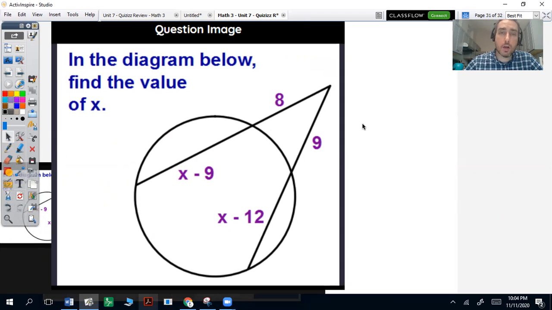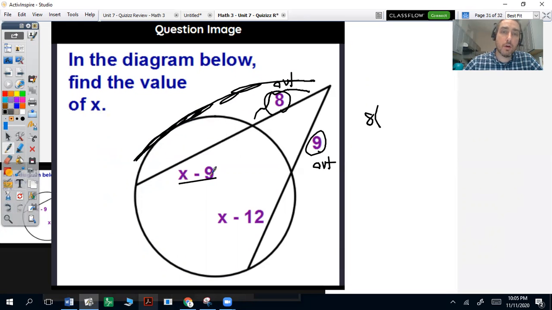So our purpose here is to find the outsides and the wholes and set up an equation. So the outside here is going to be 8. That's outside. And then the outside here is going to be 9. So think about the equations. 8 is the outside. The whole thing is those two added together. So 8 plus x minus 9, or x minus 9 plus 8. That's the one side of the equation.